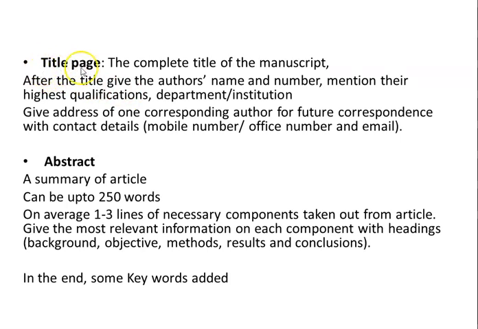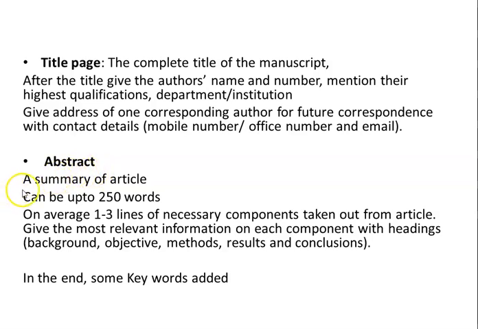Your first page is your title page. Here you write your complete title of the study, and then you give the authors' names and their author number and their qualification, their department or institute. Then for one author you have to give the address and the contact details. That author will be the corresponding author who will be submitting the article and who will be sent the article back by the journals for corrections, and they will be responsible for future correspondence.